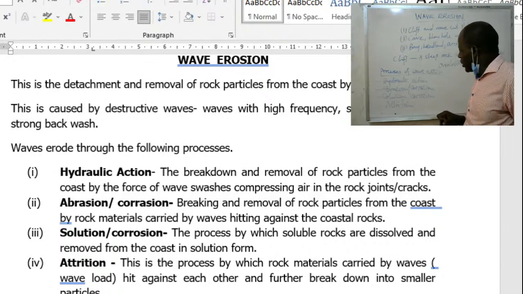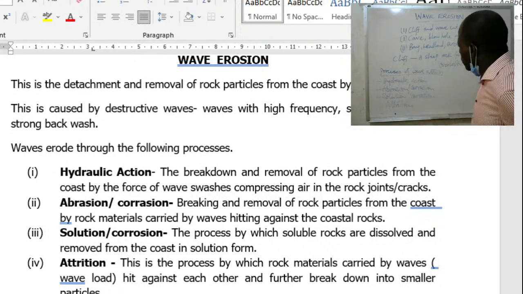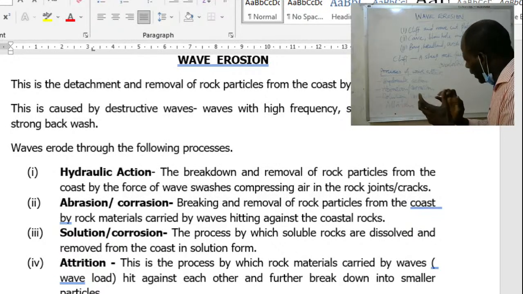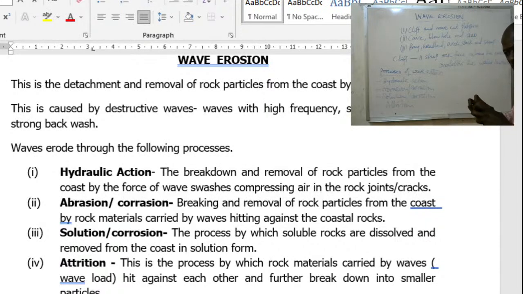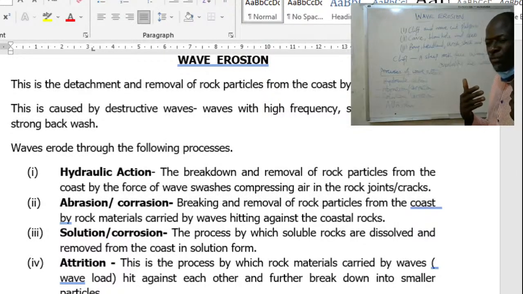One of the processes is called hydraulic action, the force of water hitting the coast. As that water comes towards the coast, it hits or knocks the coast with force. So the force of that water is capable of breaking rock particles from the coast, and those particles are taken away. That's what we are calling hydraulic action. In the same way, as that water comes, it compresses air within the rock cracks or joints. And when that air is compressed within the cracks, the rocks are forced to expand and therefore break. And as they break, the broken particles will then be taken away by the wave through the backwash.